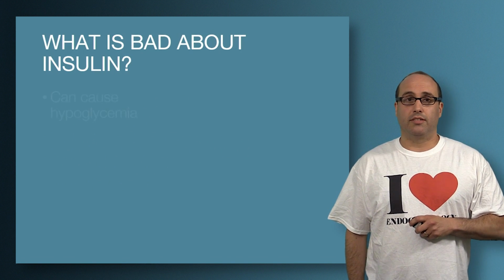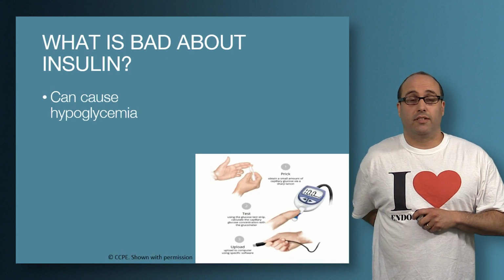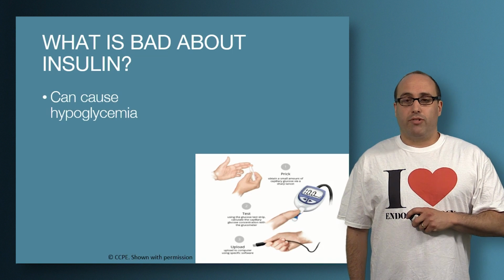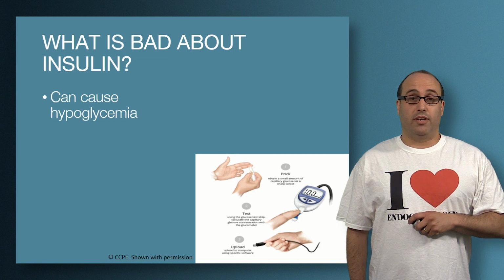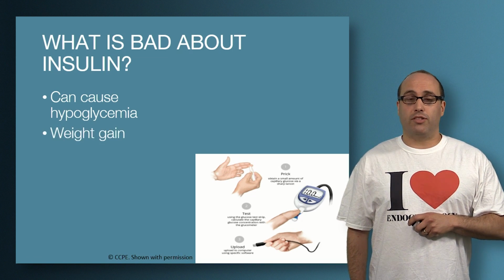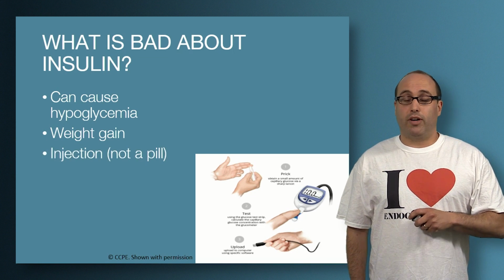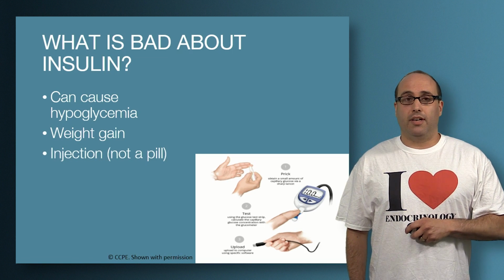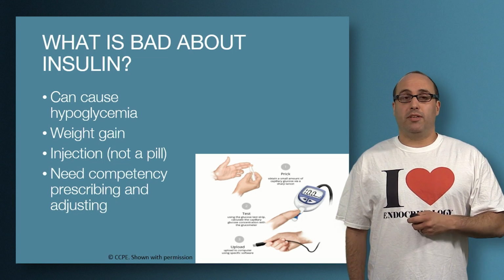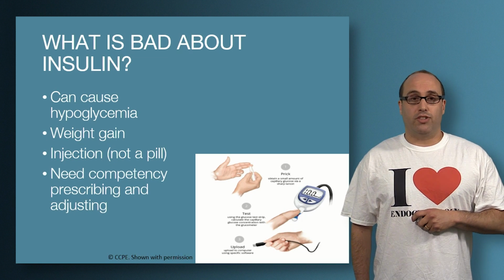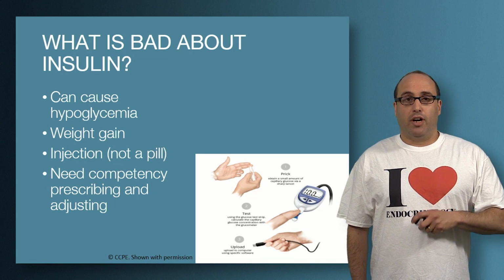Here's what's bad about insulin. It can cause hypoglycemia, and hypoglycemia can be very serious, thus necessitating monitoring of capillary blood sugars, and our patients often need to prick their fingers up to 4 times a day or more. It causes weight gain because insulin is an anabolic hormone. It's an injection, it's not a pill, and many of our patients are not keen to take injections. And the prescriber needs some competency initiating and adjusting insulin. It takes a little bit of finesse to prescribe insulin, but I hope to show you how in the next few slides.